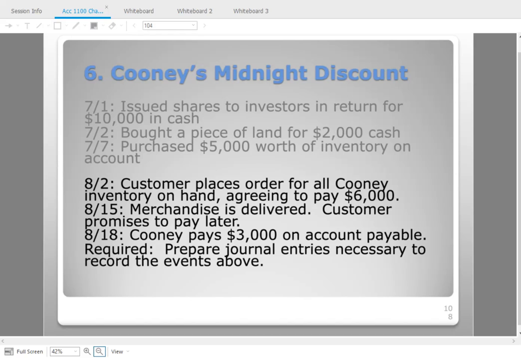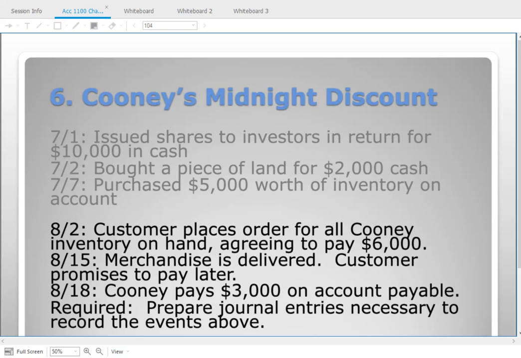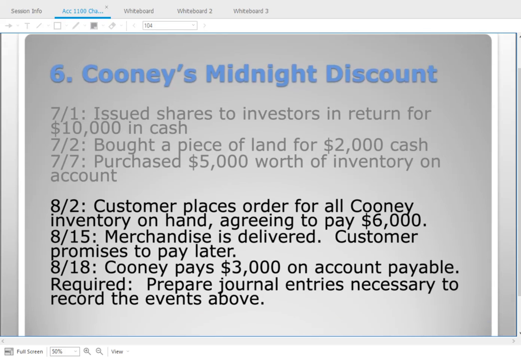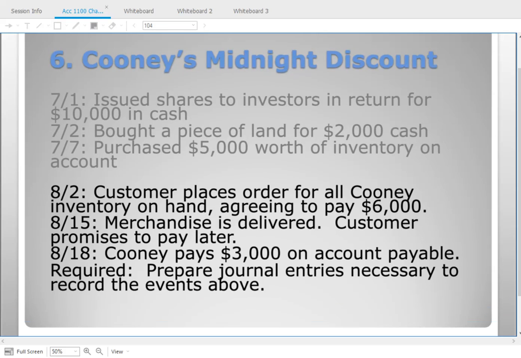Let's start here. The one that's in light gray, that's what we solved in the previous class. I'm going to do the one that's bright, starting from August 2nd. On August 2nd, the customer placed orders for all Coney inventory on hand, agreeing to pay $6,000. What should be the entry? If there's an agreement to pay, just an agreement, then we don't have to record anything. So the right answer for this one is no entry.